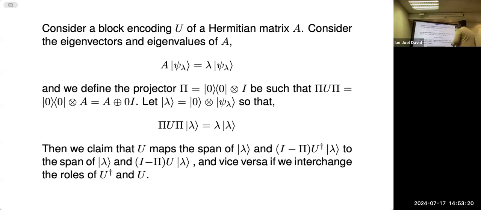So let's consider a block encoding U of a Hermitian matrix A. I told you block encoding for us is going to be mostly Hermitian. And then we consider the eigenvectors and eigenvalues of A. So this will be the eigenvalue equation for A, where this is the eigenvector and lambda is the eigenvalue. Then we'll define the following projector. And the projector, which is capital Pi, is just defined as follows. And it will be such that when I conjugate U by this projector, I precisely get back just the one term in my block encoding that contains A.